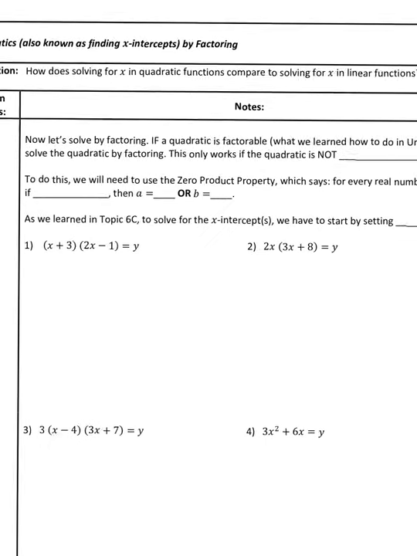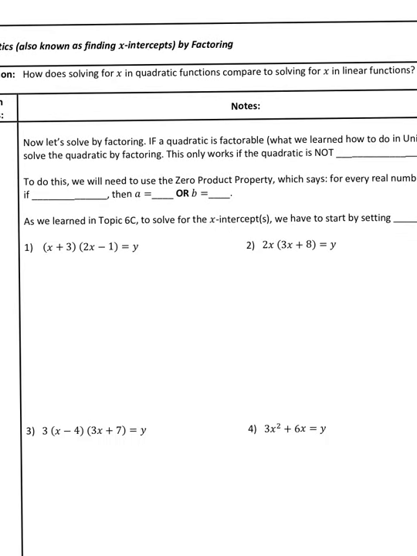If, it says big if here, let me change my pen color. All right, let me make this a little bigger so we can fill in the blanks here. I'm going to box this if. If a quadratic is factorable, that's what we learned how to do in Unit 5, we can solve the quadratic by factoring. This only works if the quadratic is not prime. So if you remember last unit, we were factoring, and if we could not factor it, we said that it was prime.